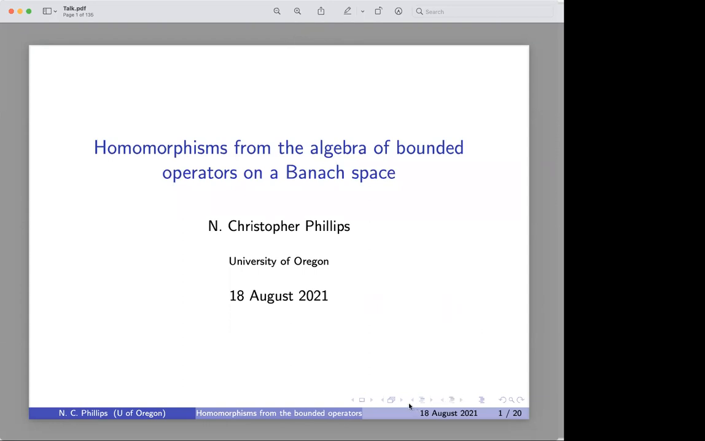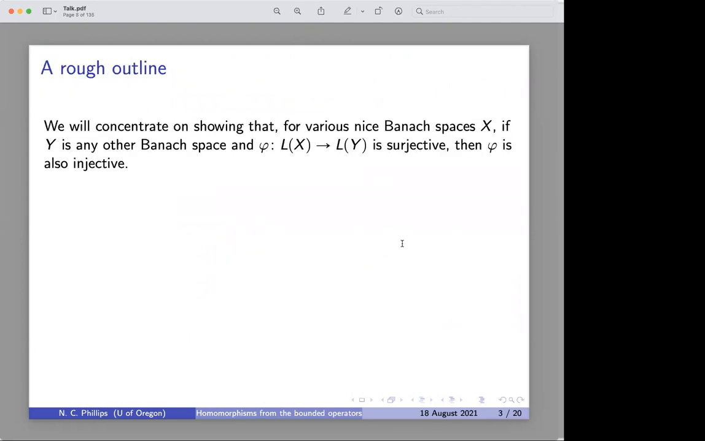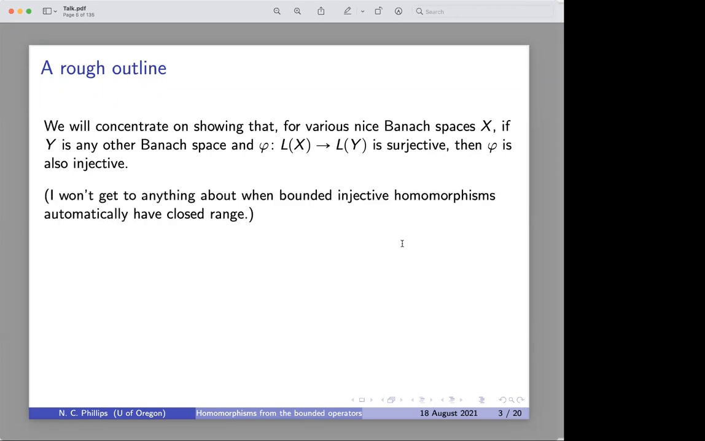Another thing I should say is that I put in the abstract several things, and I'm actually only going to talk about one of them here, which is for various nice Banach spaces X, that if you have a homomorphism from bounded operators on X to bounded operators on Y for some other Y, which is surjective and is also injective. I mentioned things about when bounded injective homomorphisms automatically have closed range in the abstract, but I won't get to that.